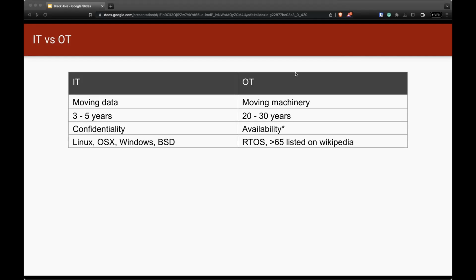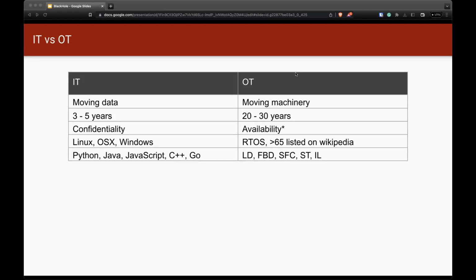Nearly all IT devices run on one of these operating systems, which are all time-sharing operating systems. In OT, you'll find a lot of real-time operating systems instead, and there are a lot more of them. OT devices are programmed with languages like ladder diagram, function block diagram, and so on and so forth. OT devices are almost never updated and never patched. So remember what I said earlier. Availability is paramount. These organizations do not want to shut down for patching or updates. They also don't want to risk a failed update, with the risk of a longer outage due to a failed update.